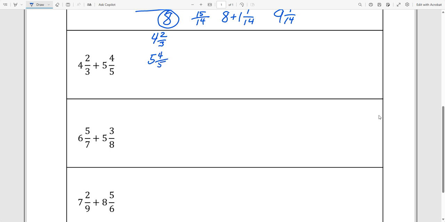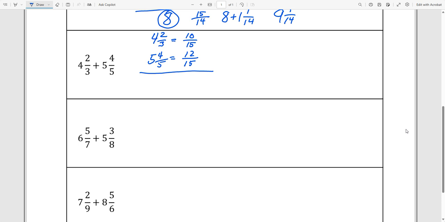Okay, 5 and 3 are not the same denominator, so we'll find the least common denominator for 5 and 3, which is 15. Just work the multiples of 5. And 15 divided by 5 is 3. 3 times 4 is 12. And then we have 15 divided by 3 is 5, and 5 times 2 is 10. And so we have 10/15ths plus 12/15ths.